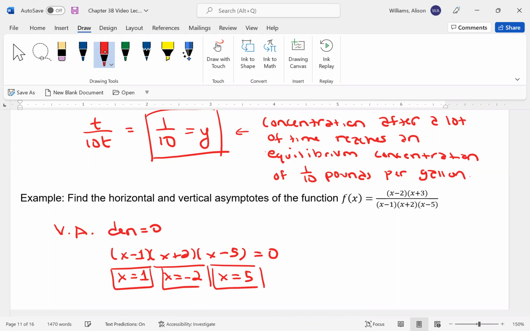All right. Now, horizontal asymptotes, we have to look at the degree of the numerator versus the degree of the denominator. So if I were to start multiplying this out, if I were to FOIL or distribute, in the numerator, I'm going to end up with degree 2, right? I'll get x squared. But in the denominator, because I'm going to multiply 3 of them, I'll end up with degree 3. So this is a case where the degree of the denominator is larger than the degree of the numerator. And in that case, the horizontal asymptote is automatically y equals 0.